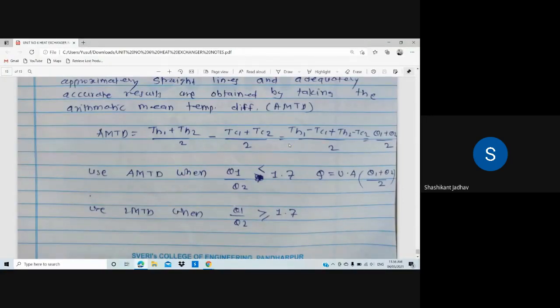Use LMTD when theta 1 by theta 2 is greater than or equal to 1.7. Okay, so all of you write down.